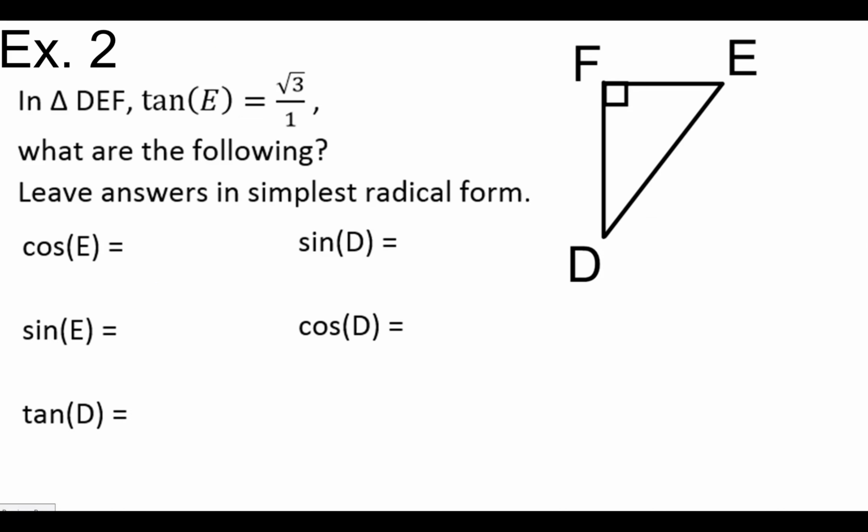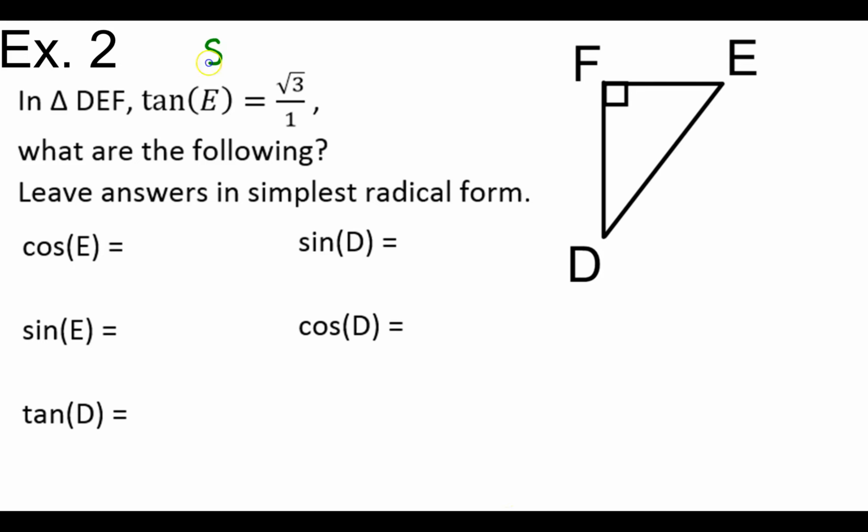So if you guys need to rewind the video, pause, go back to that page. If not, let's take a look at example 2. So in this one, let's read through. It says, in triangle DEF, the tangent of E is the square root of 3 over 1. Okay, let's break that down before we even move on.